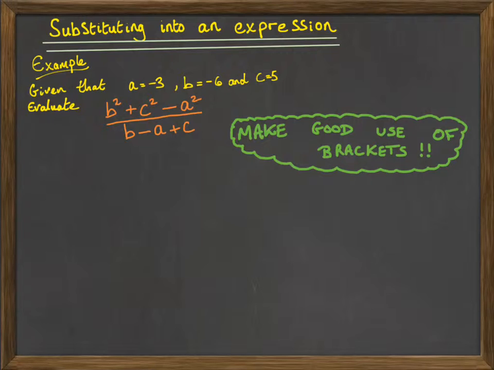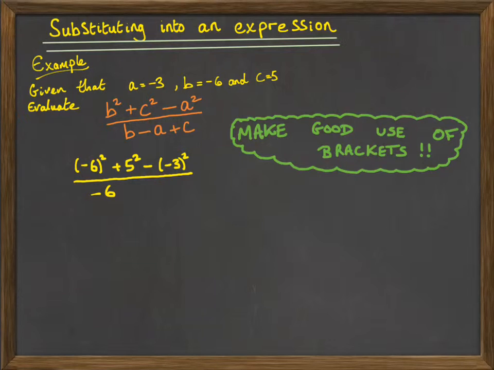I use a lot of brackets when I'm substituting into expressions, especially when there are negative values involved. So let's begin. The first part is b squared, and b is minus 6, so I'm going to put the minus 6 into a bracket and then the squared on the outside, as you see. Next is plus c squared. Well, c is positive 5, so plus 5 squared will suffice. And finally, on the numerator, we've got minus a squared, and a is a negative value, so again that's going to go into a bracket as shown.